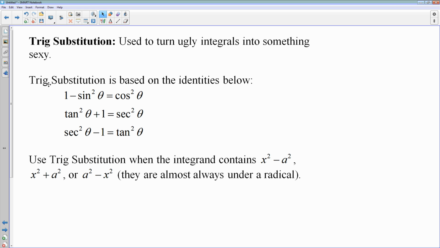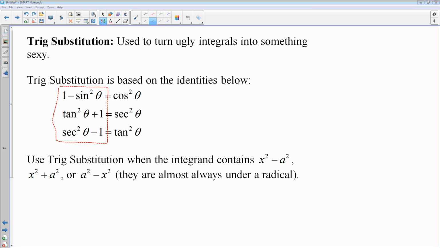Anyway, it's based on these identities. Your 1 minus sine squared equals cosine squared, tangent squared plus 1 is secant squared. And I manipulated the second one to give me secant squared minus 1 is tangent squared. This is the side that we really think about. Obviously, we need to remember the whole identity, but that's the side we really need to think about when we're working these antiderivatives.